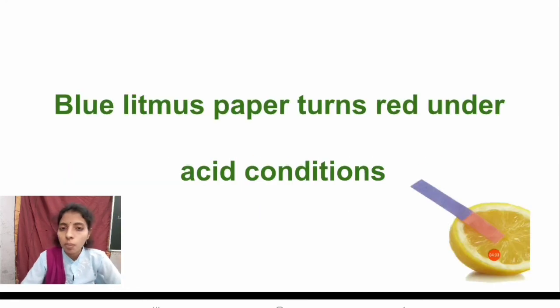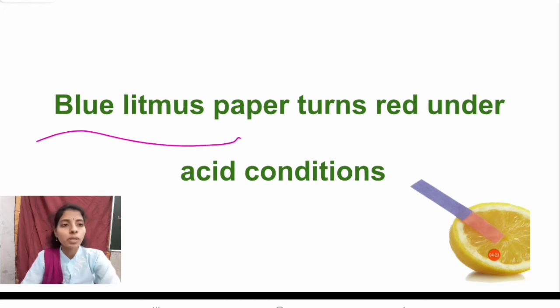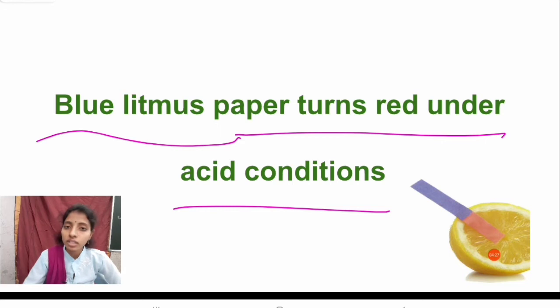And we know when the blue color litmus paper is dipped in acid solution, the color of the blue color paper is changed into red. So, when blue litmus paper turns to red, that indicates the solution is acid.